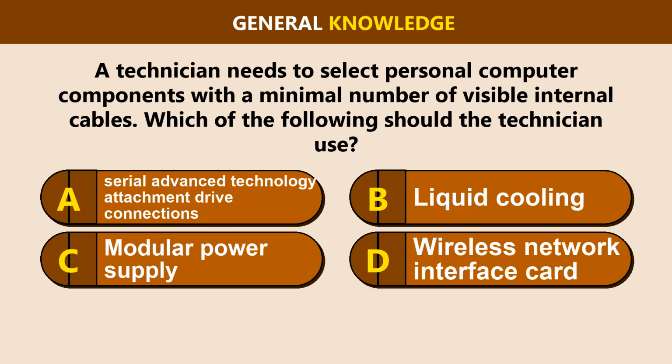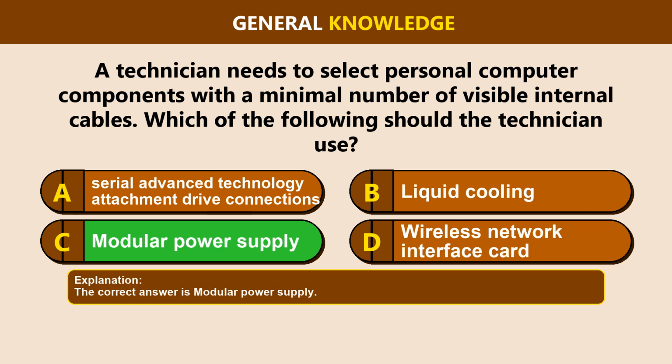Question 28. A technician needs to select personal computer components with a minimal number of visible internal cables. Which of the following should the technician use? Option A, serial advanced technology attachment drive connections. Option B, liquid cooling. Option C, modular power supply. Option D, wireless network interface card. The correct answer is option C, modular power supply.